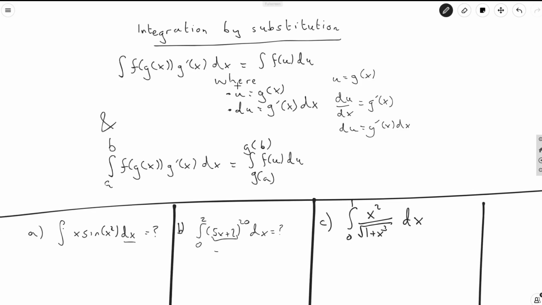It says that the integral of f of g of x times g prime of x dx is equal to the integral of f of u du, where we understand u is equal to g of x and du is equal to g prime of x dx. An easy way to recall this is to notice that if u is equal to g of x, then differentiating both sides with respect to x, du dx is equal to g prime of x, and then multiplying across by dx, we get du is equal to g prime of x dx.